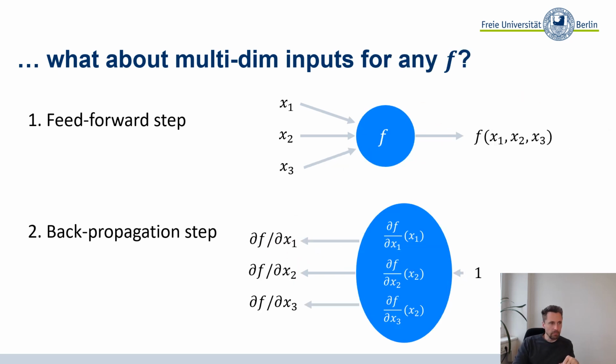And what about multidimensional inputs for any f? So the summation function is really a very, very simple one, but it could be different, right? So let's think of any f that takes three inputs, x1, x2, x3. Now, what we do is we have to store the partial derivative of this function and evaluate these at the input. And then each of these results will be passed downstream, or actually upstream, yeah?